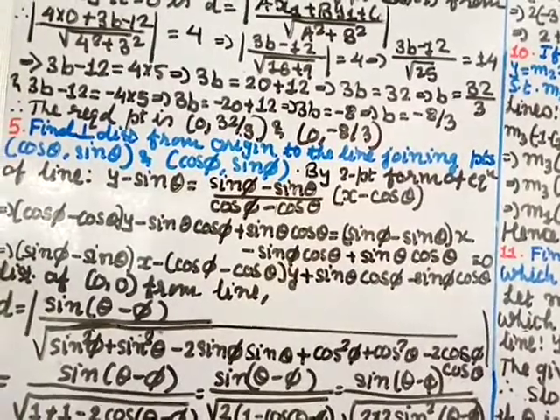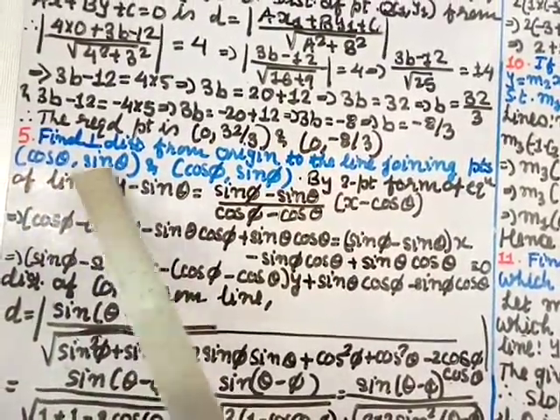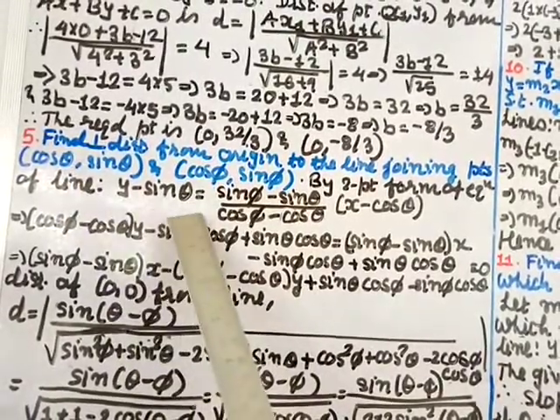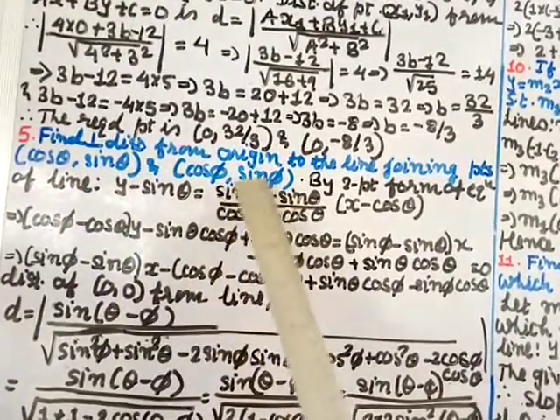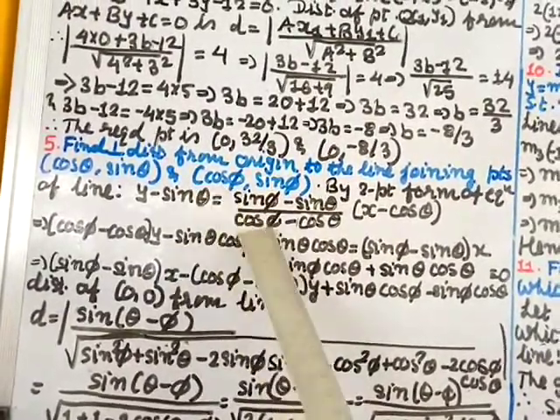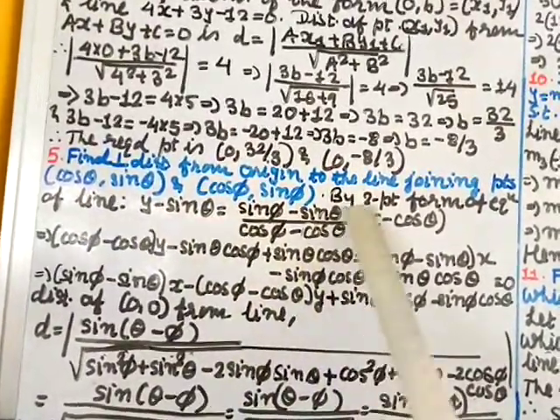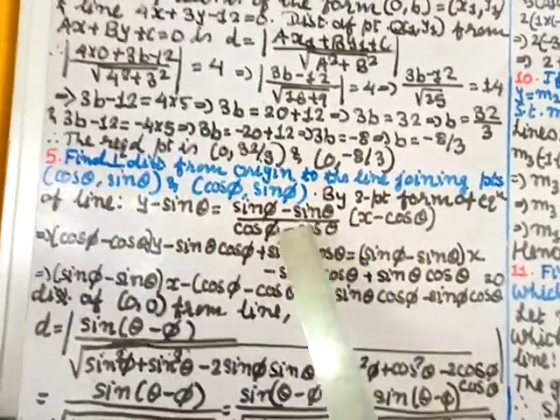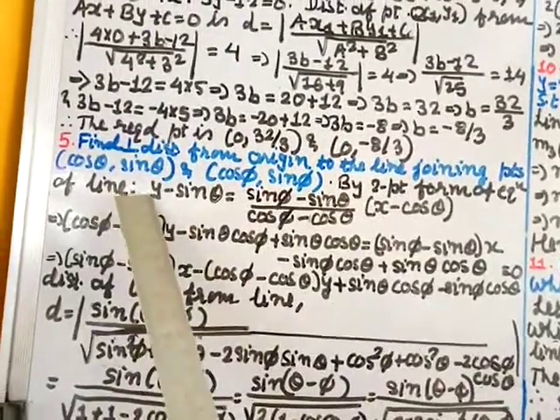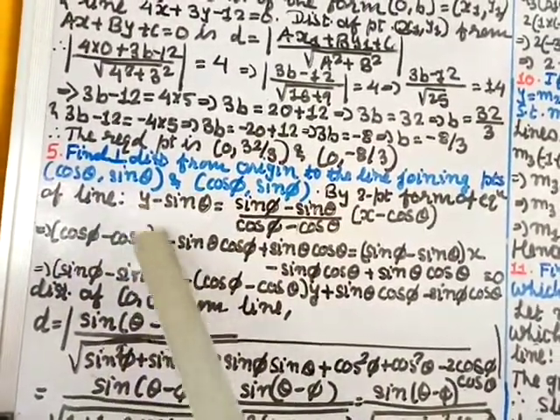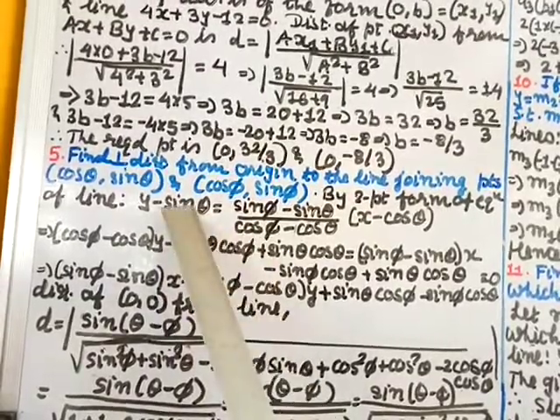So let us place the value. This I call x1 y1, this you call x2 y2. So y minus y1, that is sin theta, equal to y2 minus y1, so sin phi minus sin theta, divided by x2 minus x1, that is cos phi minus cos theta, into x minus x1. So x minus x1 is cos theta. This I am transferring over here and multiplying with y and sin theta. So cos phi minus cos theta into y minus, this I am multiplying individually.